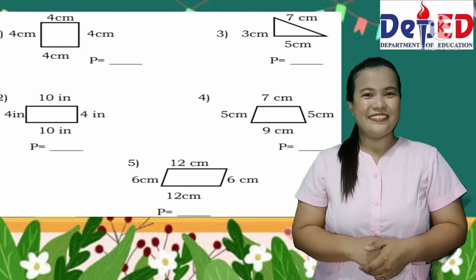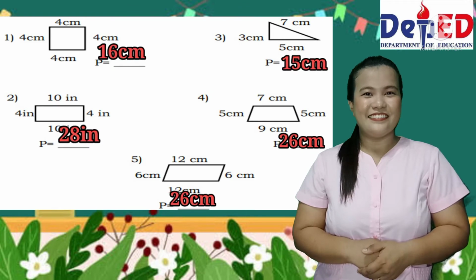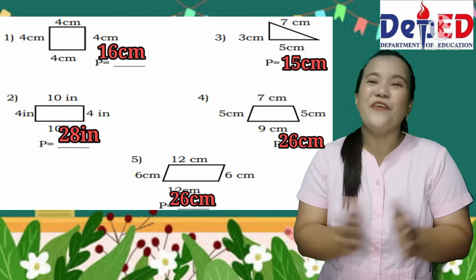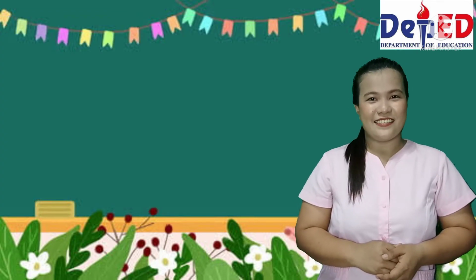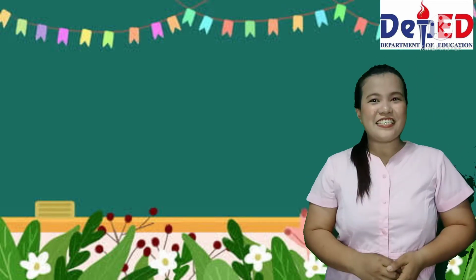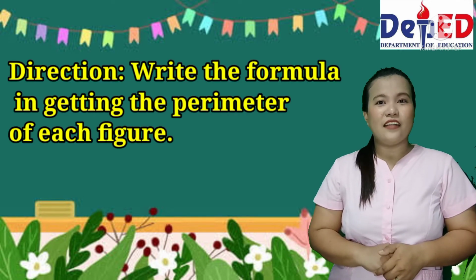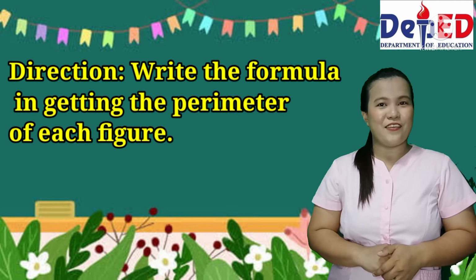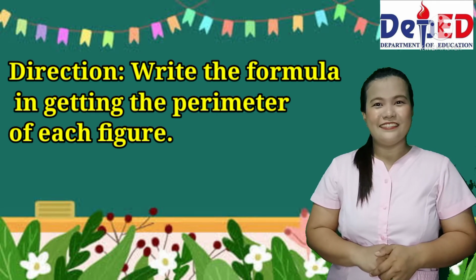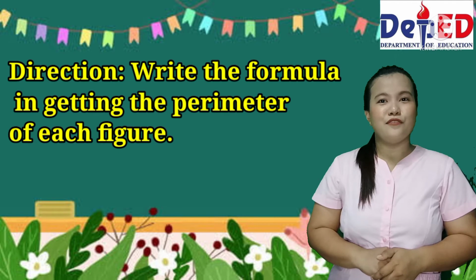Now let us check if your answers are correct. Yay! Well done, kids! Give yourselves a round of applause. Yay! Now let's have the activity 2. Here is the direction. Write the formula in getting the perimeter of each figure. You only have 1 minute to do your task.